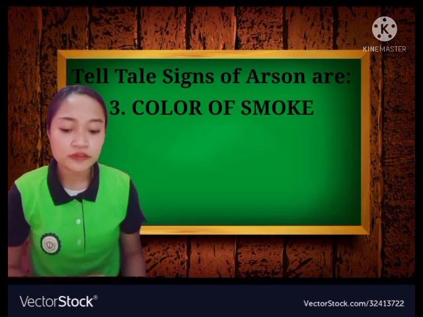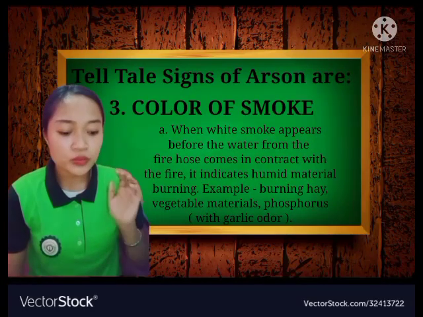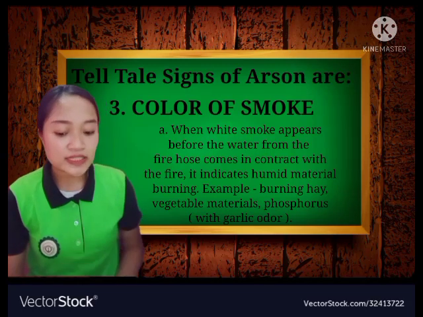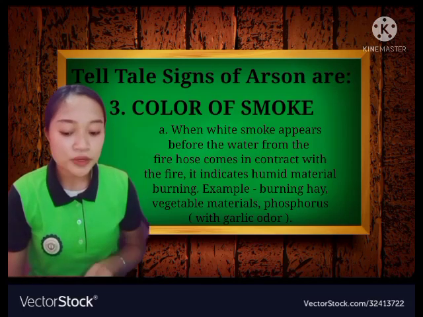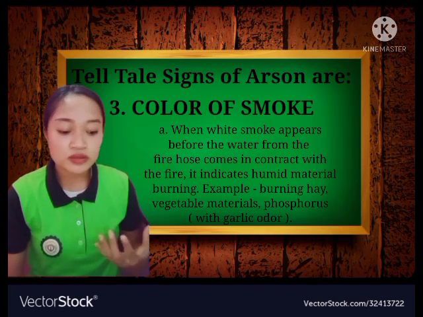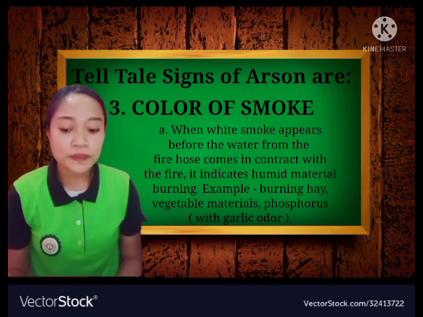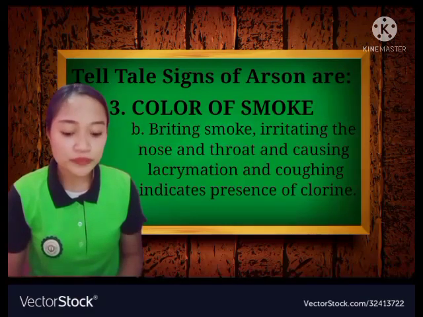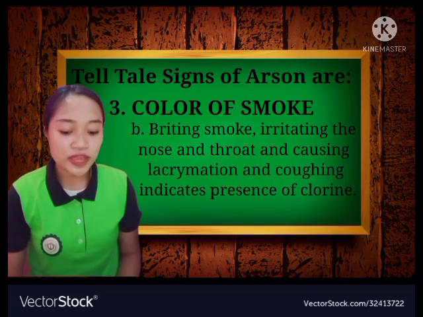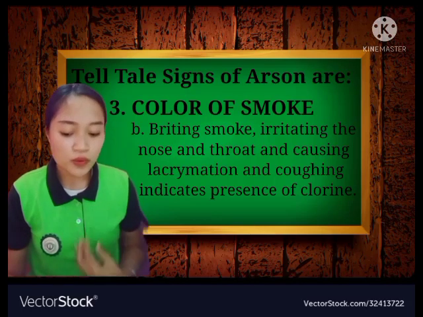Here is the list of some of the colors of smoke. A. When white smoke appears before the water from the fire hose comes in contact with the fire, it indicates volatile material burning. Example, burning hay, vegetable materials, phosphorus with garlic odor. So garlic odor, mga yang mugawas nga baho. The next, B, biting smoke, irritating the nose and throat and causing lacrimation and coughing, indicates presence of chlorine. So delikado ni kay makadaot na sa atong kalawasan.